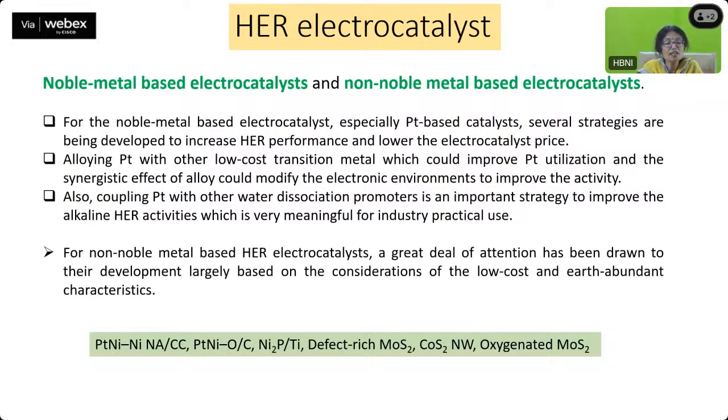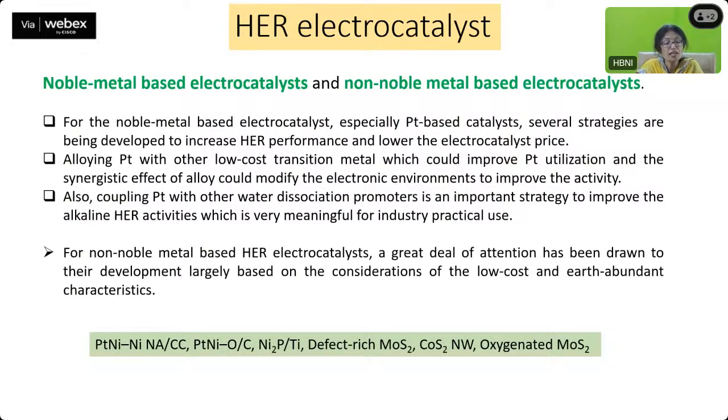If you alloy platinum with other low-cost transition metals, it can improve the platinum utilization, and the synergistic effect of the alloy can modify the electronic environments and improve the activity. Or you can couple the platinum with other water dissociation promoters. This is another important strategy which improves the alkaline hydrogen evolution reaction activities, which is very meaningful for industry practical use.